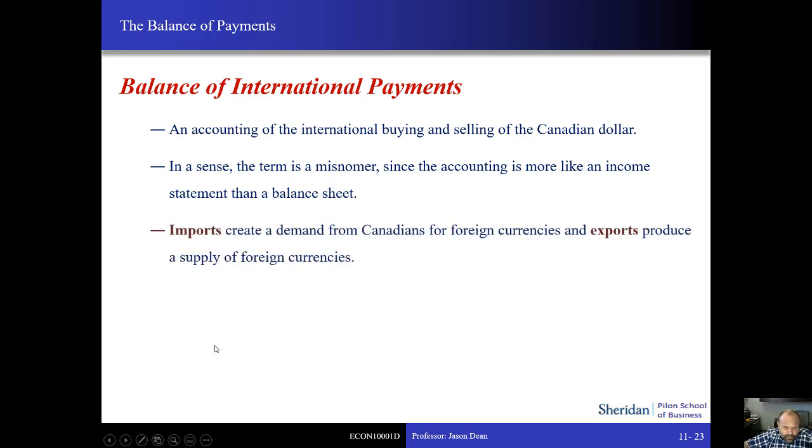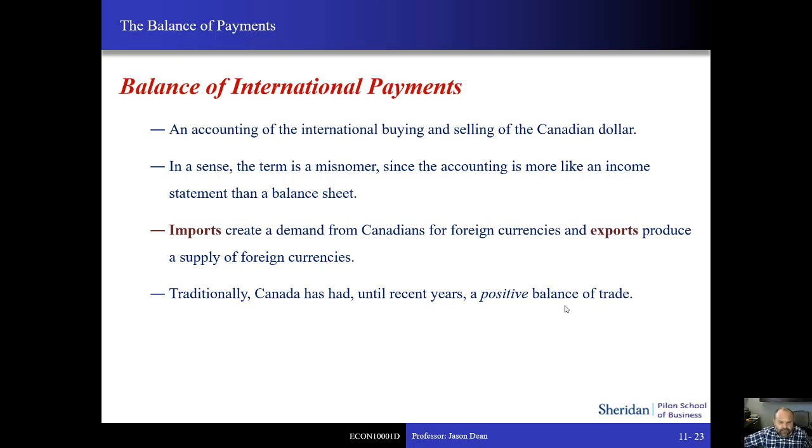So imports of goods will create a demand from Canadians for foreign currencies. If we want to buy something from another country, we need to sell our Canadian dollars on the foreign exchange market and buy the foreign currency. And exports do the opposite. They produce a supply of foreign currencies. So traditionally, Canada has had, until recent years, a positive balance of trade, meaning we tended to export more to the rest of the world than we import.